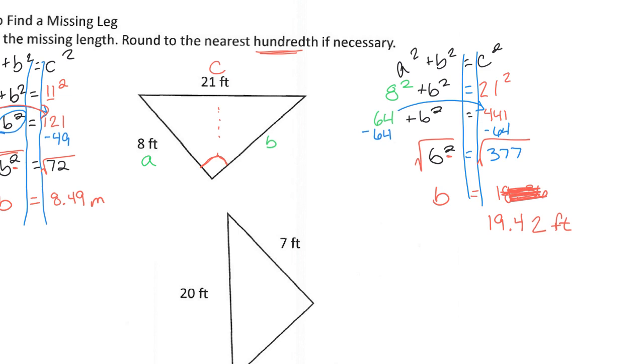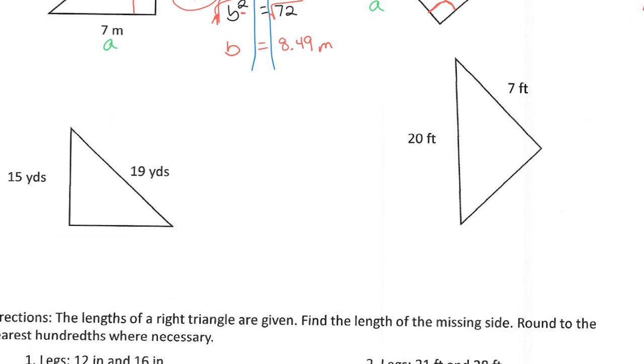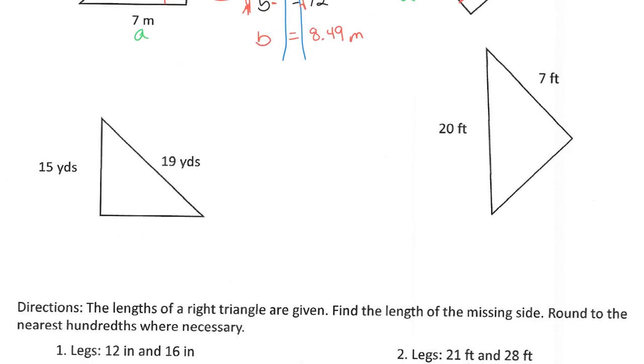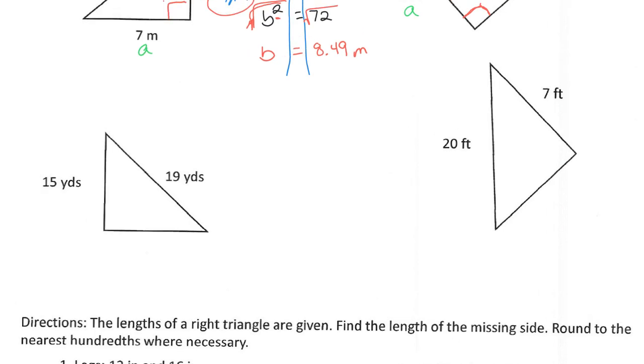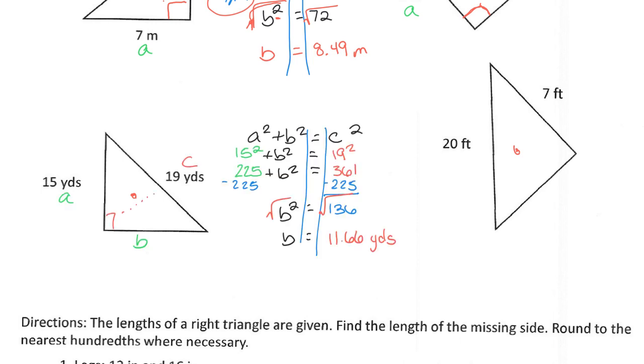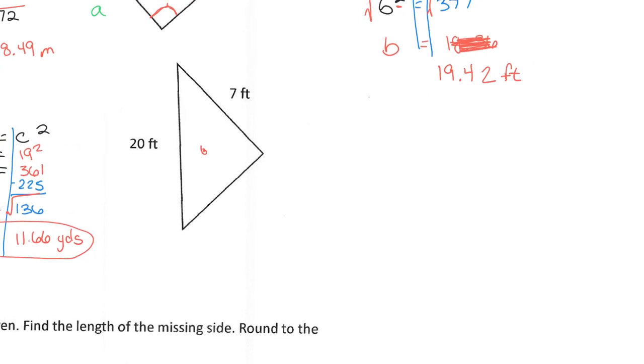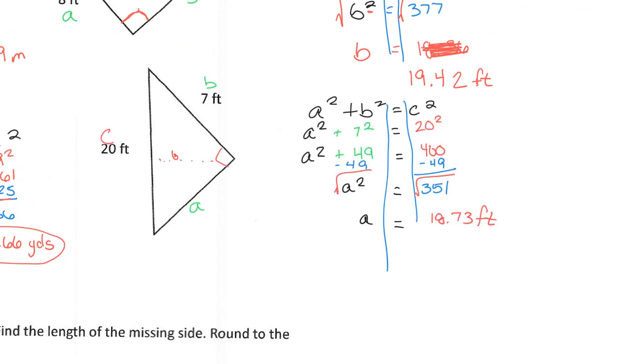All right. I want you to do the next two on your own. So I want you to pause this and do the next two on your own. So do this one, and this one. And unpause when you're done. All right, so on this first one, hopefully you got 11.66 yards. Okay, and let's look at the next one then. All right, so hopefully you got 18.73 feet for this last one.